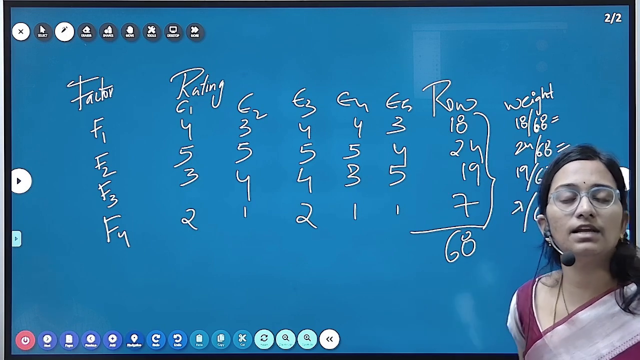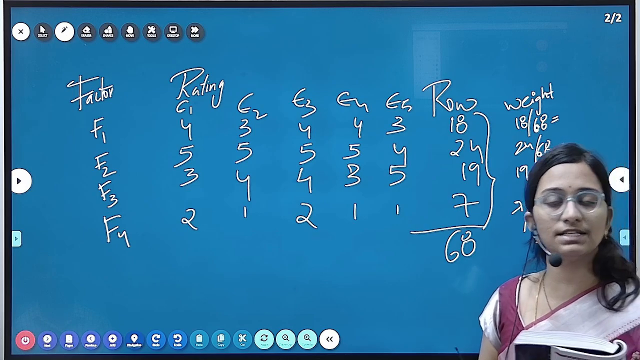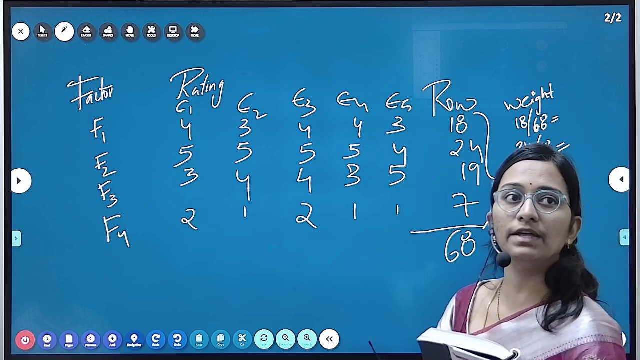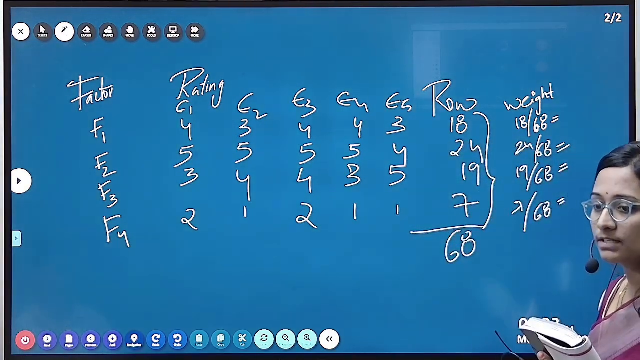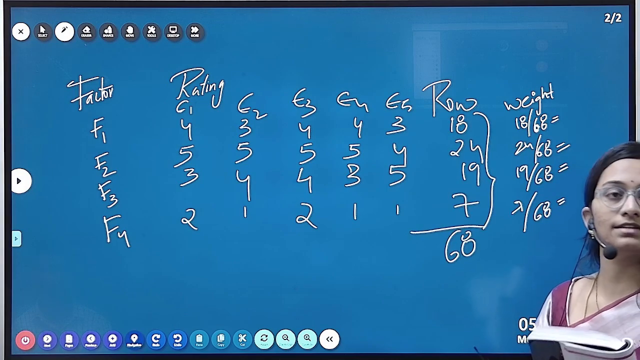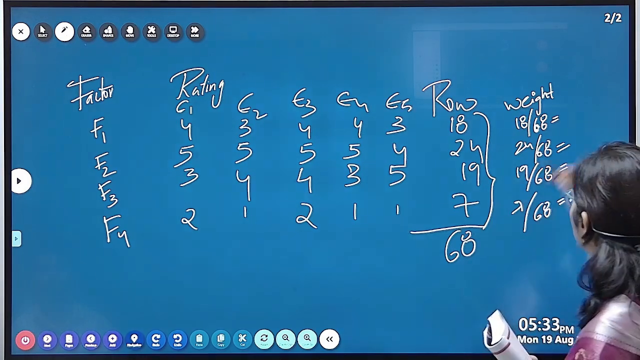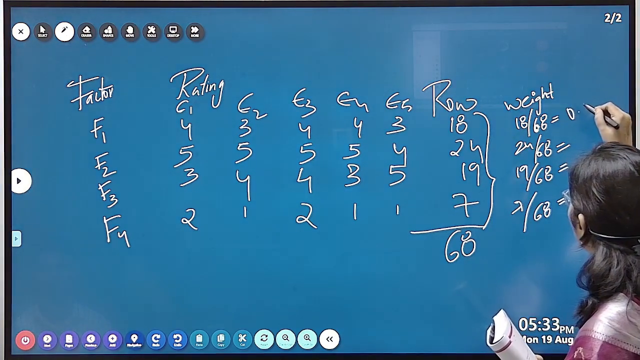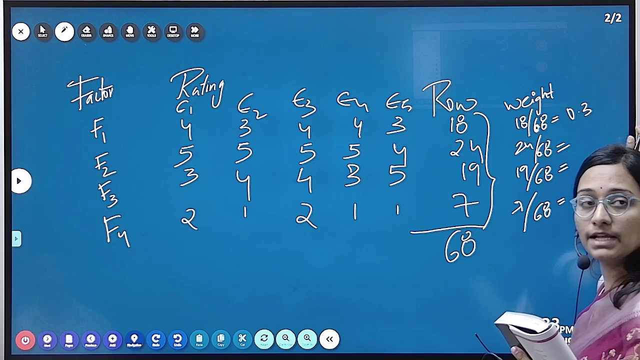The strength is so low. Daily it is decreasing. It should be increased, but it is decreasing. Strength is decreasing. Why? So tell me what's 18 divided by 68? Calci. No one has calci. Oh my God. 0.3. 0.3. Yes. Next. 24 divided by 68.